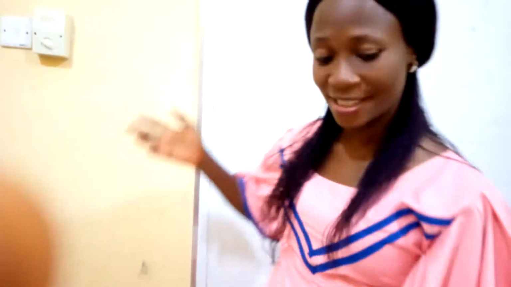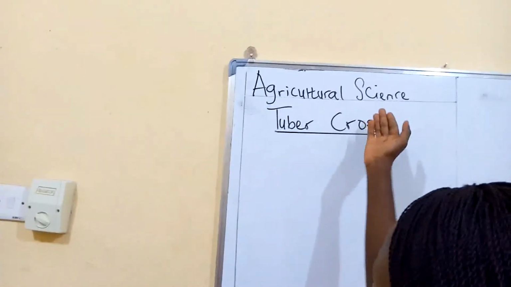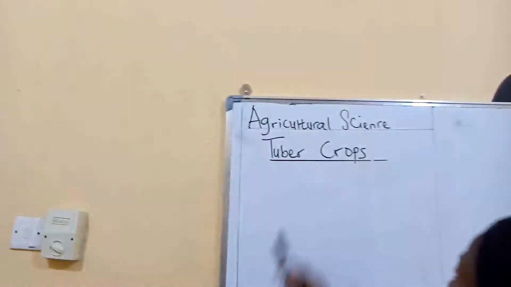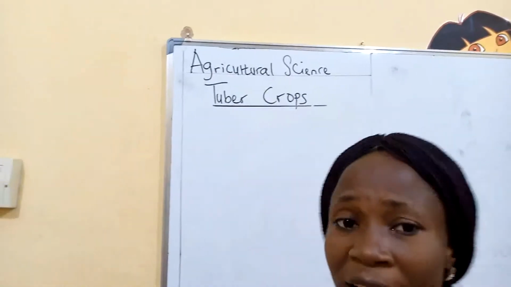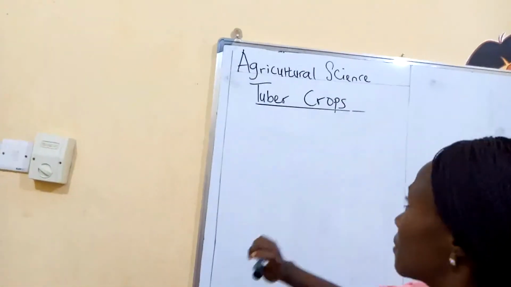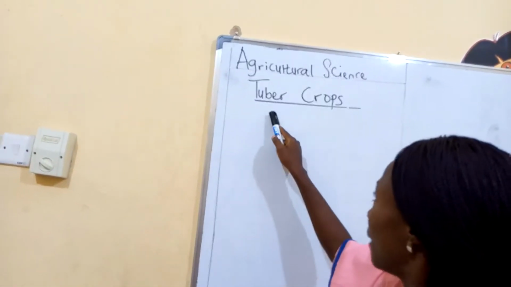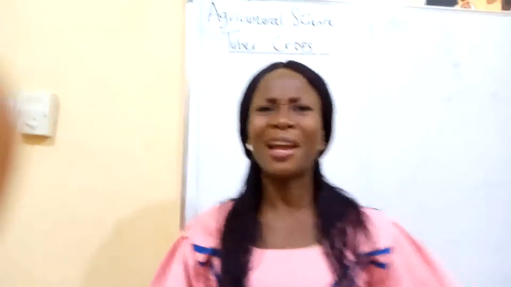Okay, my name is Mrs. Naomi Basi, and I'll be taking you on the subject on the board, which is agricultural science. Again, agricultural science. And we are going to be looking at the topic tuber crops. You might be asking yourself, what are tuber crops?